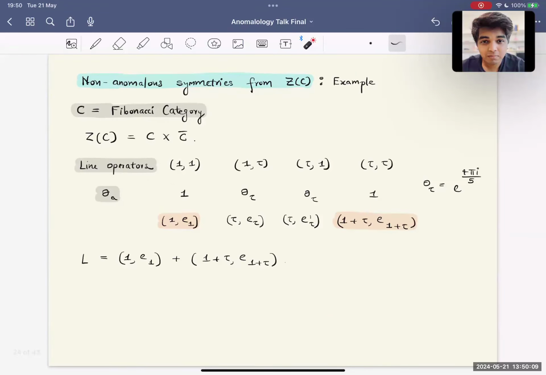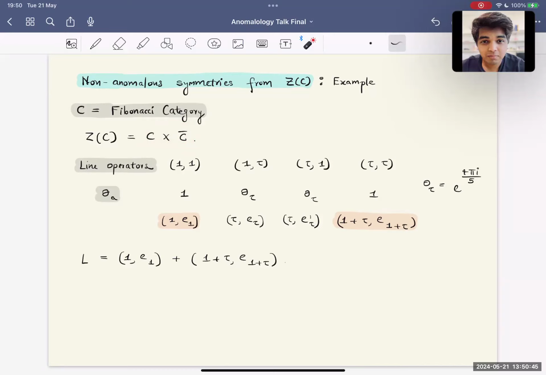Okay, let us go back to the Fibonacci case. The Fibonacci category can be thought of as a modular tensor category because it admits a braiding, and in fact a modular braiding. So the SymTFT of the Fibonacci category C has a very nice form, which is C times C bar. C bar is the category where the braiding has been inverted, R_XY becomes R_YX. So it's a product of Fibonacci and Fibonacci with the inverse braiding.